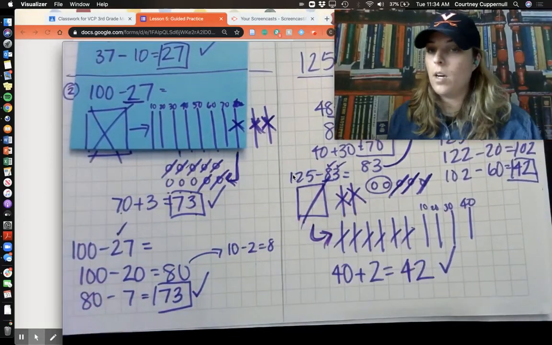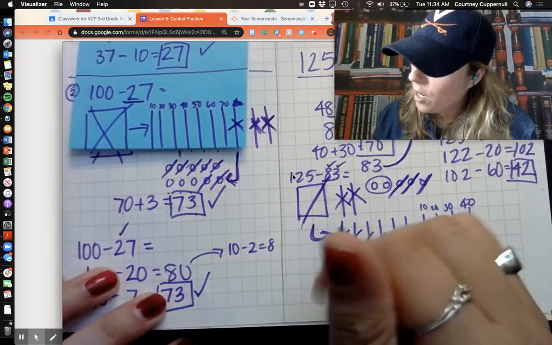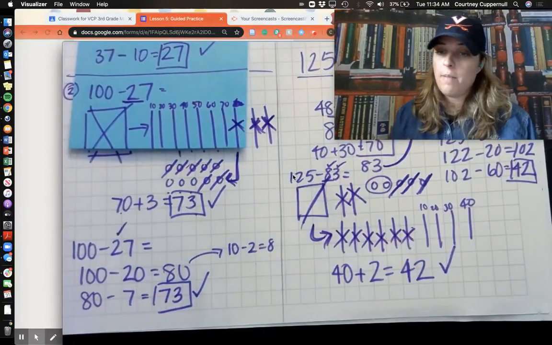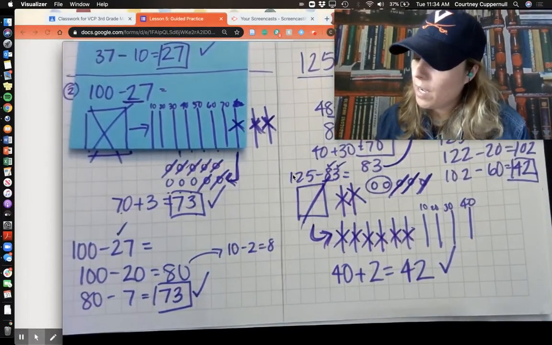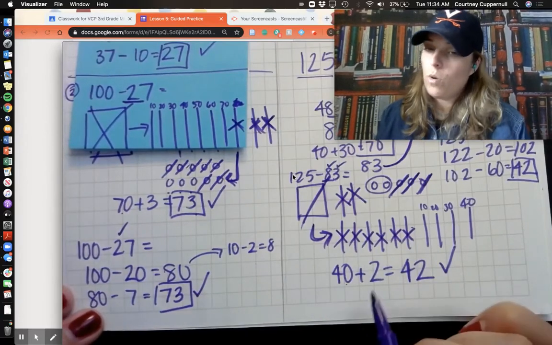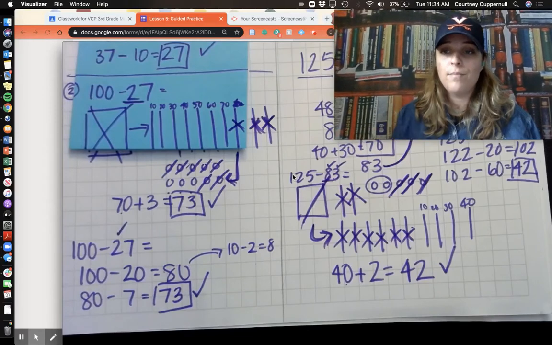10 tens in 100. Draw out my 10 tens, and then I crossed out 30, 40, 50, 60, 70, 80. So I'm still trying to take away that total of 80. I labeled how many I have left over. I had 40. The 4 tens that I have plus the 2 ones that I have left over equals 42. So I got the same answer again.